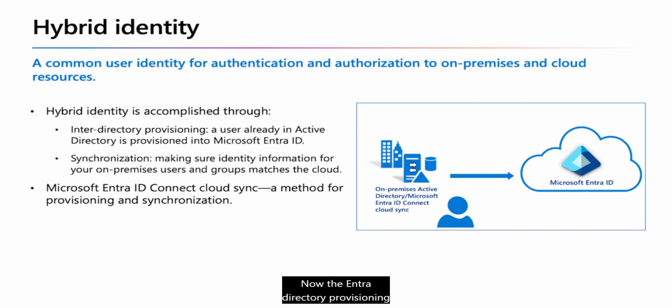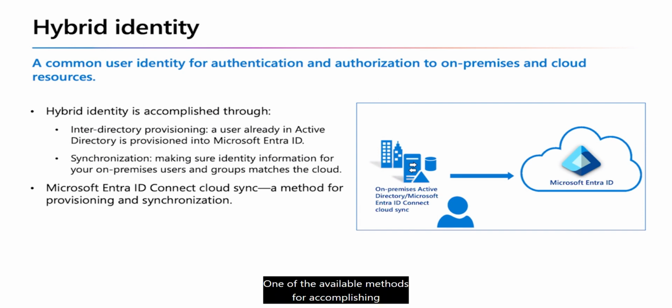Now, inter-directory provisioning is provisioning an identity between two different directory services systems. For a hybrid environment, the most common scenario for inter-directory provisioning is when a user already in Active Directory is provisioned into Microsoft Entra ID. The synchronization is responsible for making sure identity information for your on-prem users and groups is matching the cloud.